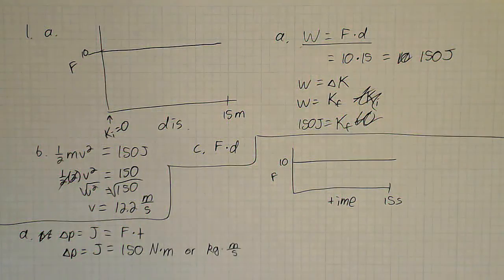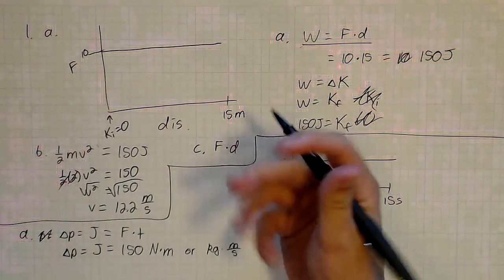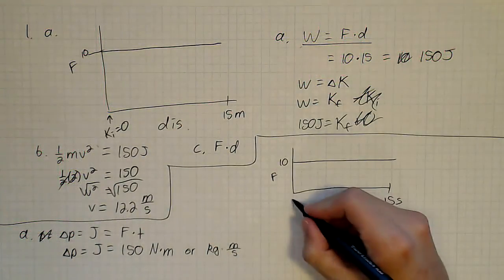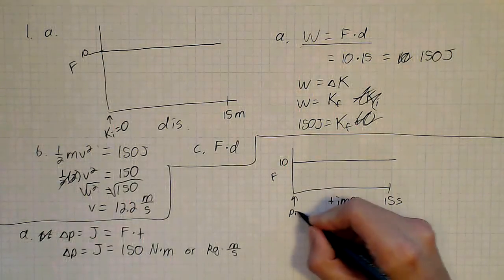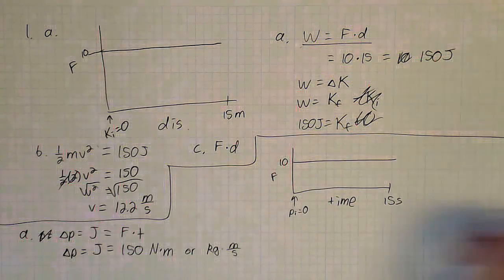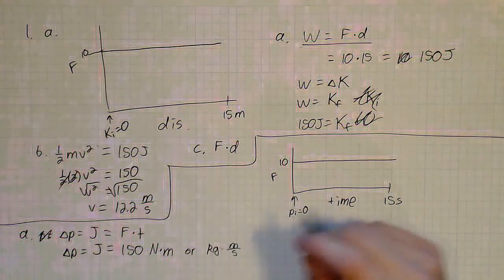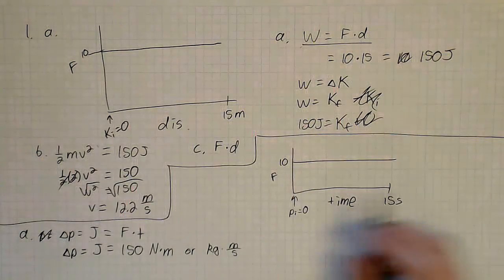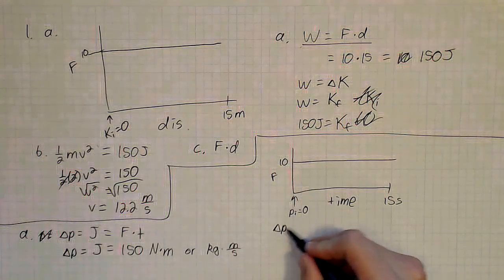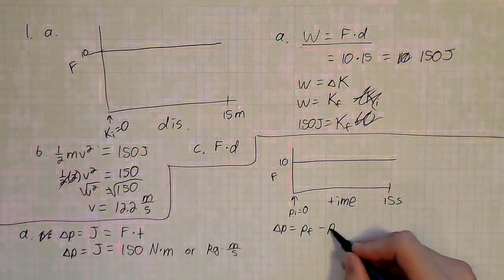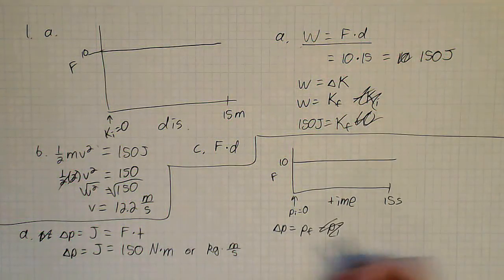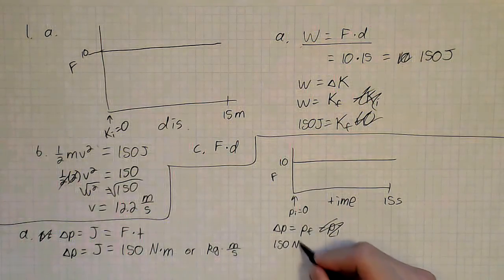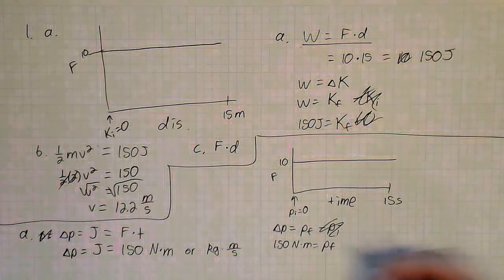And again, similarly to up here where we had to assume that the initial kinetic energy was 0, because that's basically assuming the initial velocity is 0. Same thing here, we're assuming the initial momentum is 0 because we're assuming the initial velocity is 0. They don't give it to you in the problem, which would be nice, but you just assume it. So that means that our delta momentum, which is equal to P final minus P initial, same thing as up here, we're assuming P initial is 0, so 150 newton meters equals our final momentum at 15 seconds.